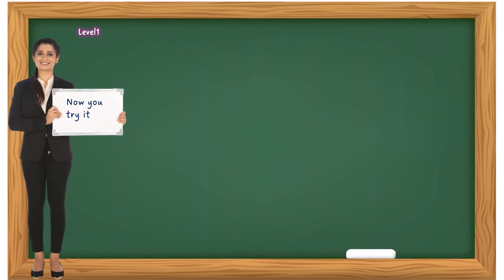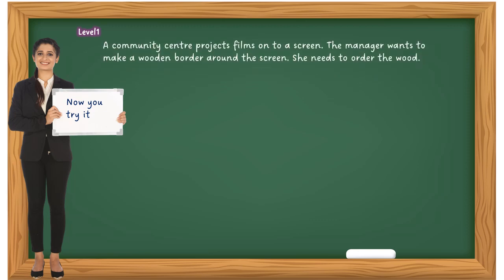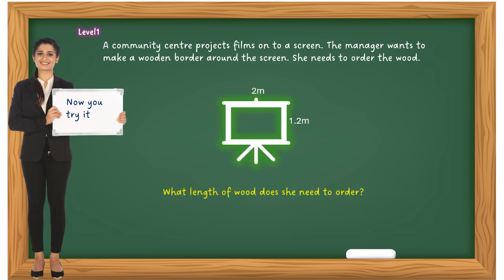Now it's your chance to try it. Have a go. Stop the video when you get the question. Okay, so a community centre projects films onto a screen. The manager wants to make a wooden border around the screen. She needs to order the wood. There's your screen. Now what length of wood does she need to order? Pause the video, get your answer, and then restart the video.